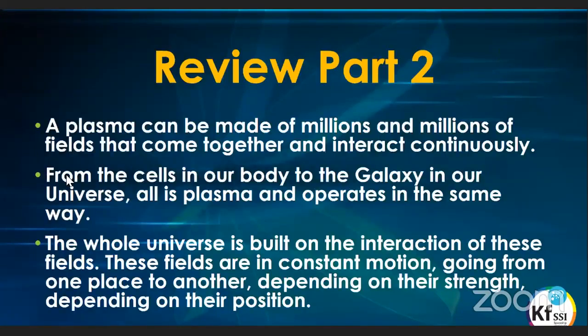In a small review of part 2 that we dealt with, plasma can be made of millions and millions of fields that come together and interact continuously. So from the cells in our body to the galaxy, the universe, all is a plasma and operates in the same way. The whole universe is built on these interactions of these fields. They're in constant motion, going from one place to another, depending on their strength and depending on their position.